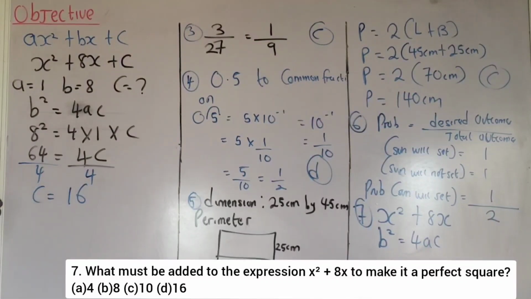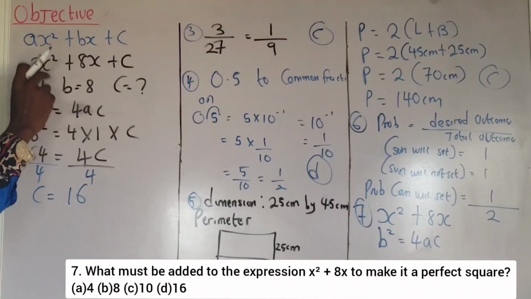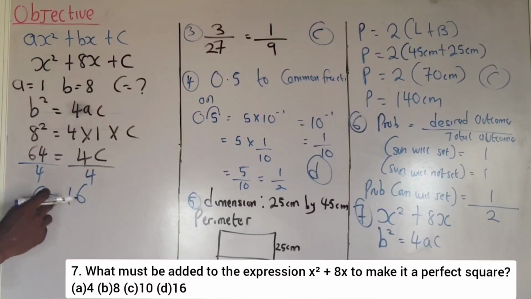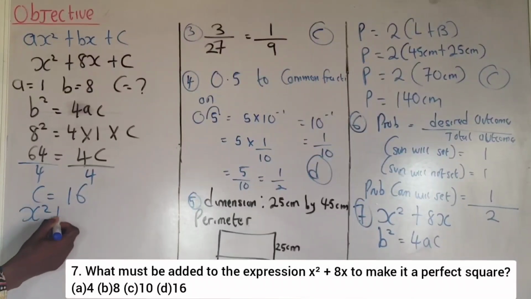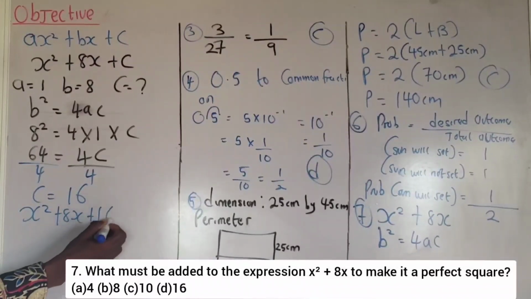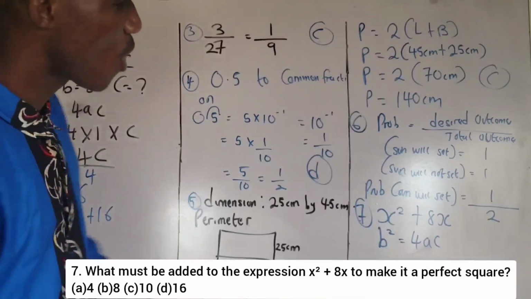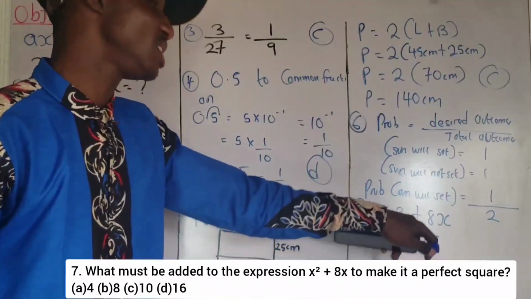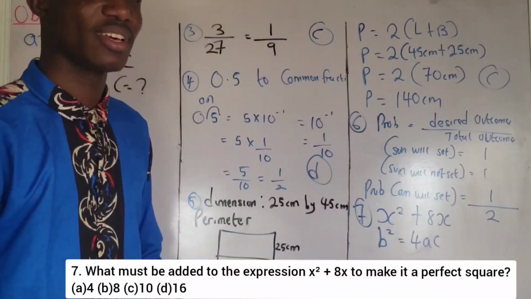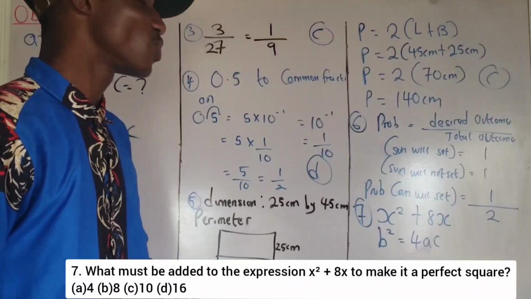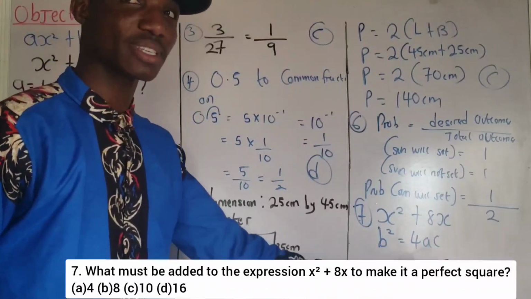Hence, the value that must be added to this quadratic expression to make it a perfect square is 16. You understand? x squared plus 8x plus 16 is a perfect square. Do you understand how I got this? If you didn't understand, listen to the explanation again. We were asked: what value must we add to this to make it a perfect square? To get that value, I gave you this formula. Master this formula, okay?